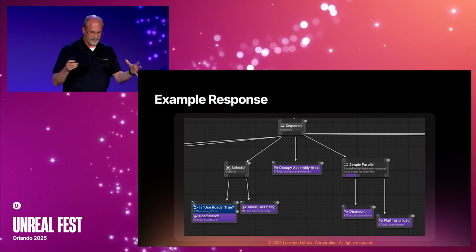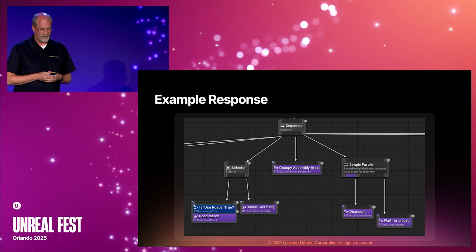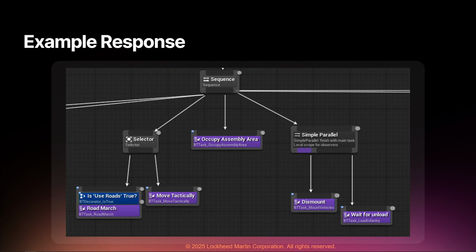So, a portion of that tree might look something like this. Along the left-hand side, the movement would evaluate, do I have roads available, using the is roads condition. If so, perform a road march. If not, move tactically, which is a fancy way of saying move cross-country. These are the orders that are going to be sent to those vehicle sections to actually move. Imagine the squads are mounted in the vehicles, and now the vehicles are moving down either roads or cross-country. These tasks are waiting for those subordinate units to finish those orders.